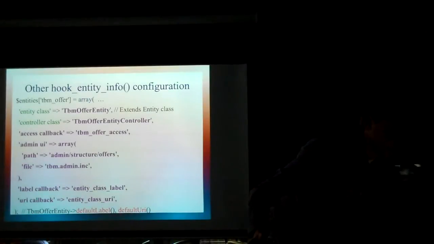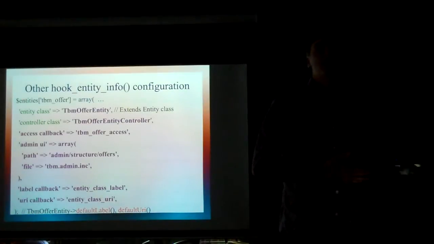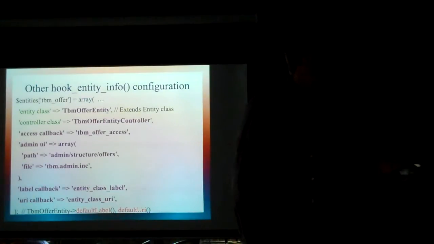There's a whole bunch of other stuff you can do in hook entity info. You can define a custom entity class that overrides the entity class provided by the entity API. You might do that to add some additional functionality or organize your code. Honestly, there are probably some better reasons to do that, but it's something you can do. Actually, I've got a good example of why you do that in a moment.